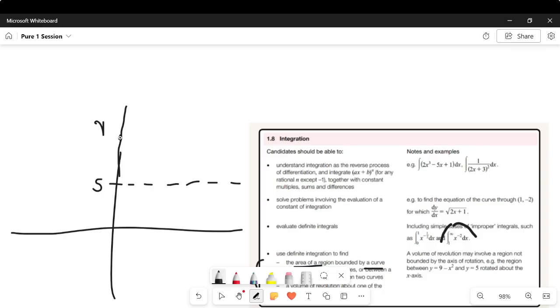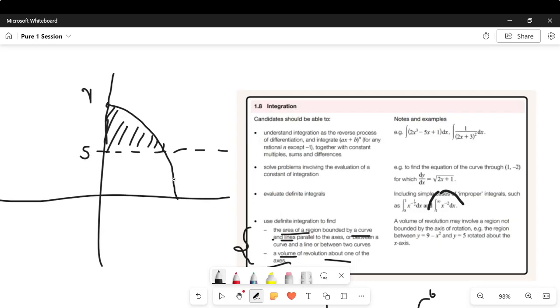No P3 questions right now, Cham. Okay, and then they say that this shaded region is rotated about the x-axis. Now, you can give a question, yeah, sure. Okay, yeah.